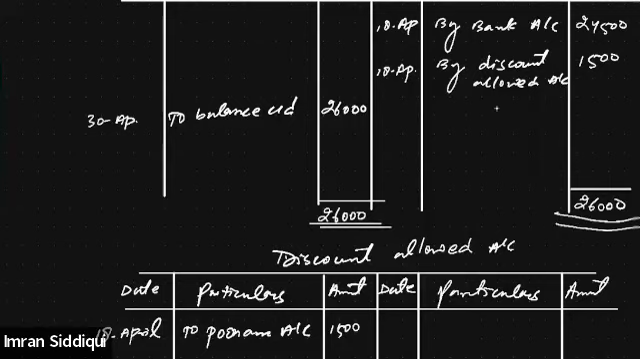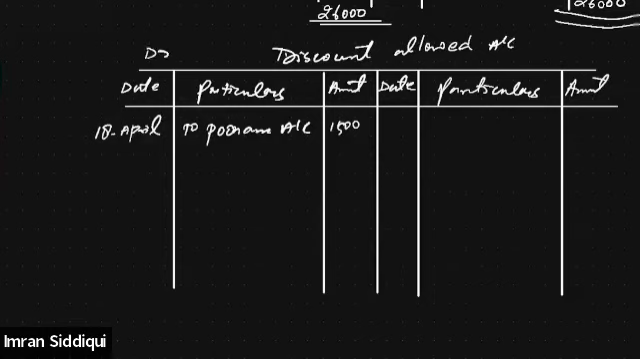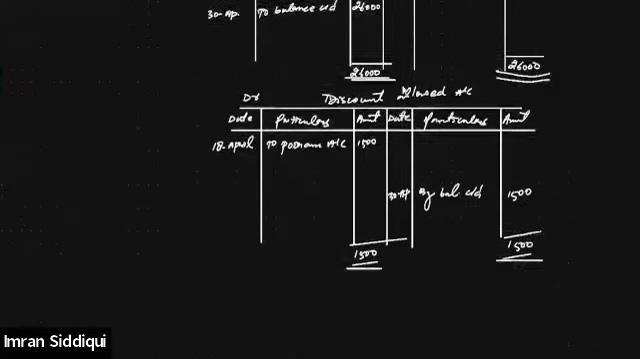All right, and moving on to the discount allowed account. On the debit side, we have Poonam account 1,500. And since no other transaction is there in the discount allowed account, the entire amount will become the closing balance as well. So we'll write down by balance CD. CD basically stands for carried down. This indicates the closing balance of the account, 1,500, on 30th of April. All right, everyone, is this clear to all of you or not?